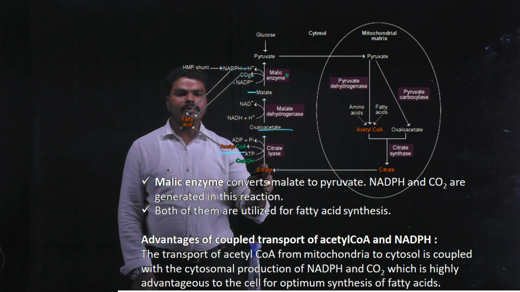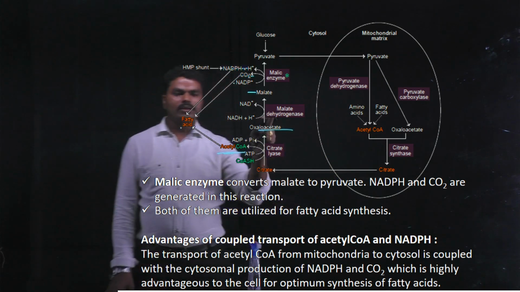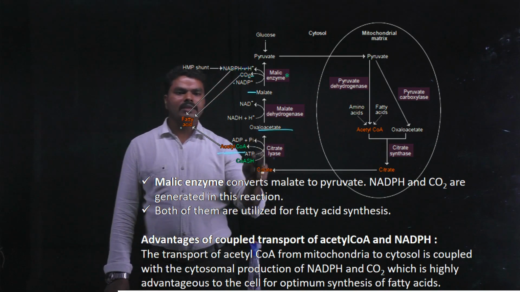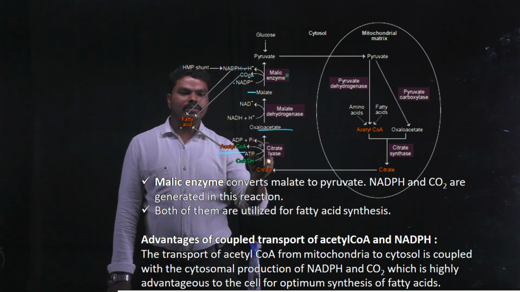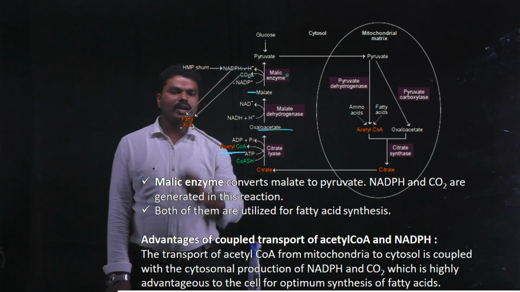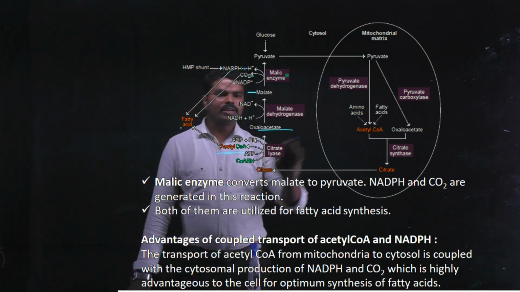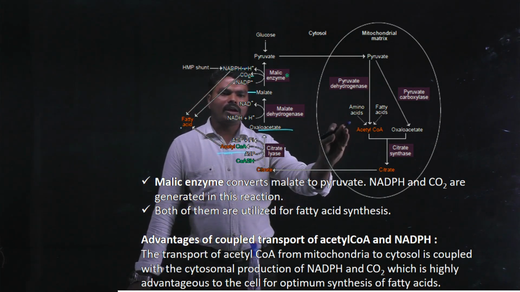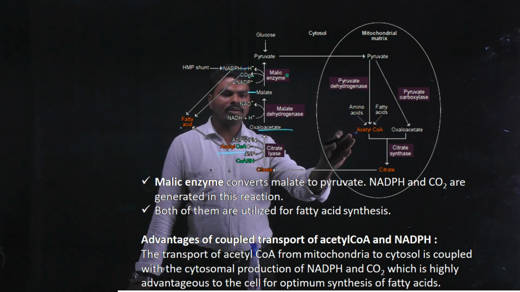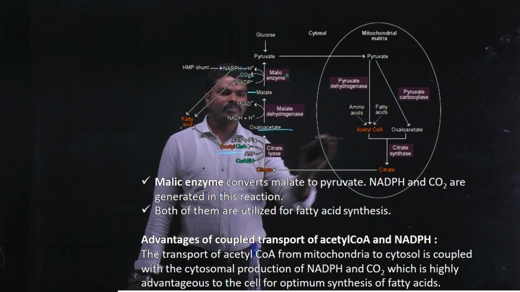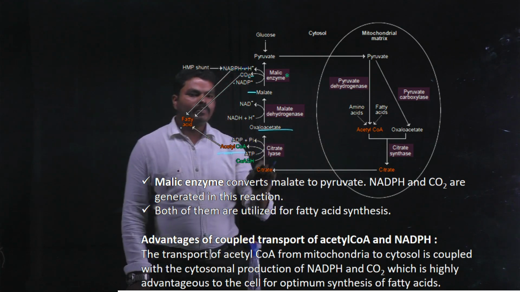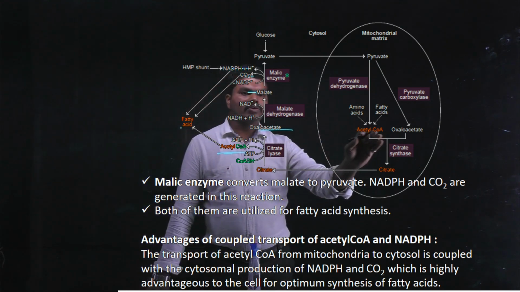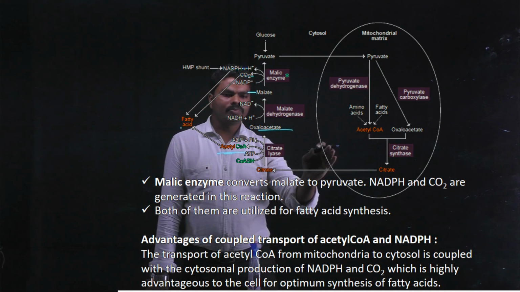But we know that the cytosol of the cells has the enzyme machinery that is required for the biosynthesis of fatty acid. The enzyme machinery is not available in the mitochondrial membrane or inside the mitochondria. For that reason, the acetyl-CoA should be available in the cytosol. But the acetyl-CoA is not able to transfer through this membrane.